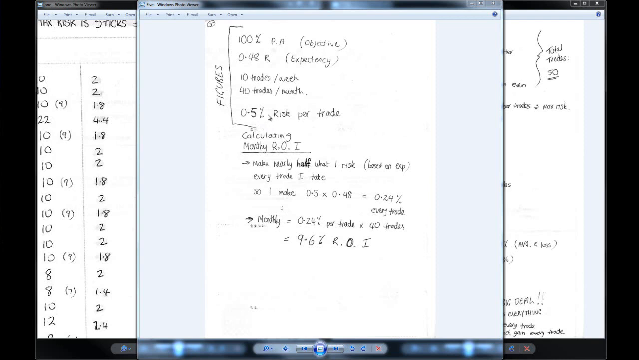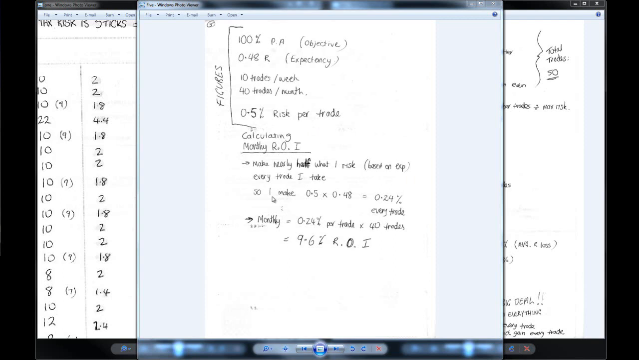Okay. So it should be a situation where when you have a 5 tick stop out, or whatever your maximum stop out is, that equals 0.5%. That's what I've worked out for myself. So calculating monthly return on investment based on expectancy, this is how I break it down. I make nearly half of what I risk based on expectancy. So, remembering it's 0.48, let's call it half of what I risk I'm making every trade I take.